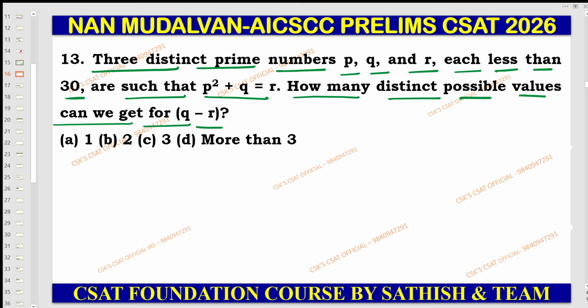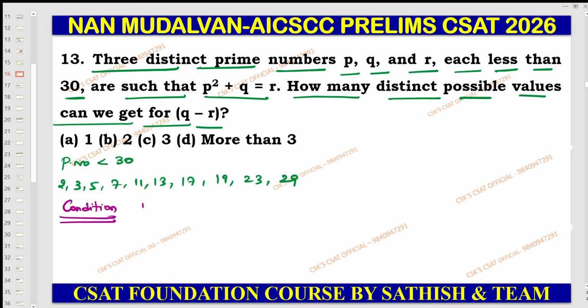2025 similar question. Now the prime numbers lesser than 30: 3 distinct prime numbers P, Q, R, each lesser than 30. So what would be the possible values? 2, 3, 5, 7, 11, 13, 17, 19, 23, 29. Why am I writing these? Just for the logic. Okay, I'm writing this briefly. So what is the condition provided here?